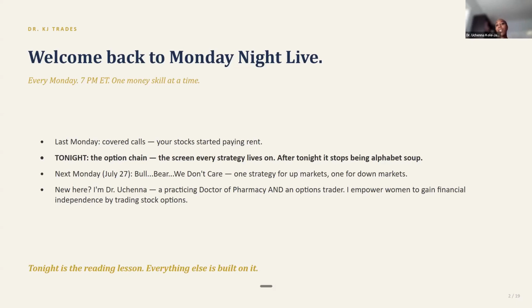I'm going to show you a live demo on the platform that I use, Thinkorswim, and I'm going to show you how I customize my option chain. And next Monday, bull pair, we don't care. One strategy for up or bullish markets, and one strategy for down or bearish markets. So, make sure you're joining me every Monday at 7 p.m. Let's get started.